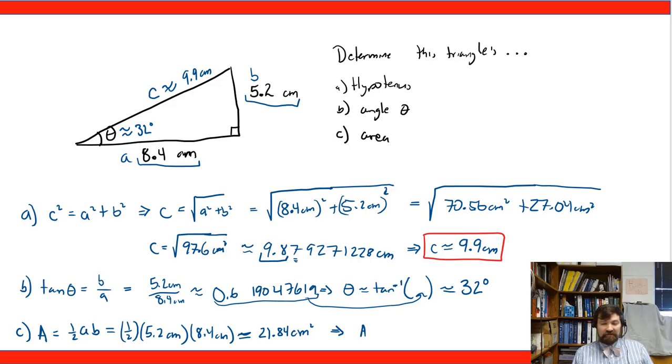And significant figures rules. I have 2 digits here, I have 2 digits here. This is a half, but this half is an exact half. The area of this triangle is exactly half of the base times the height. So this is not considered in the significant figures. We only look at this digit and this digit. The answer therefore has to have 2 significant figures. 21.84 would round to 22 square centimeters. So that's what the area of this triangle is.